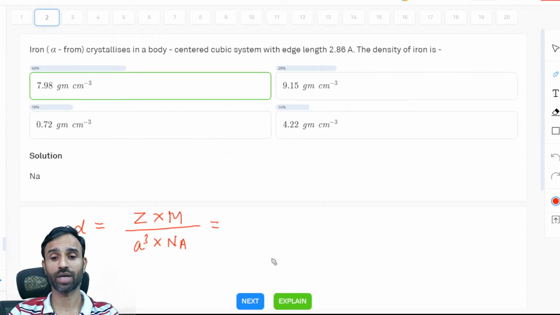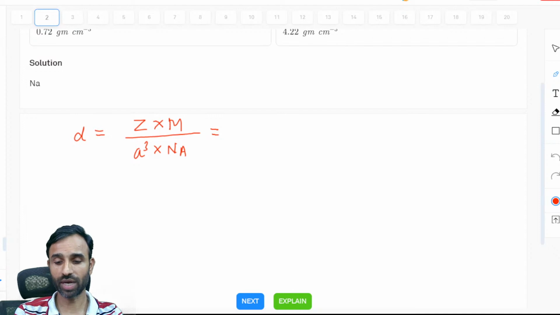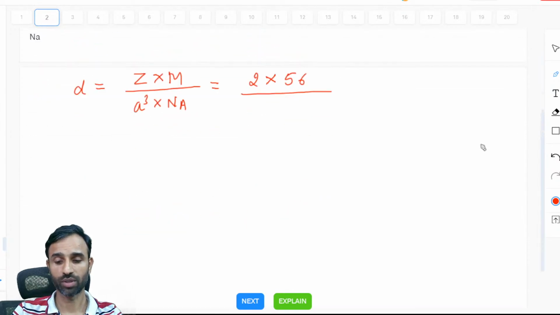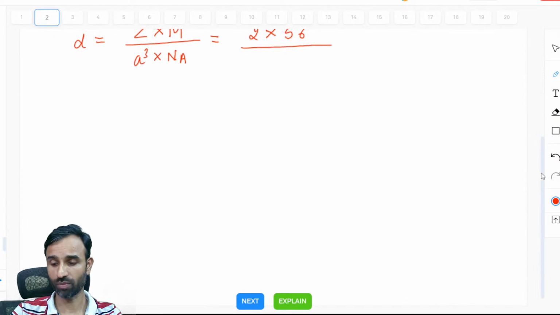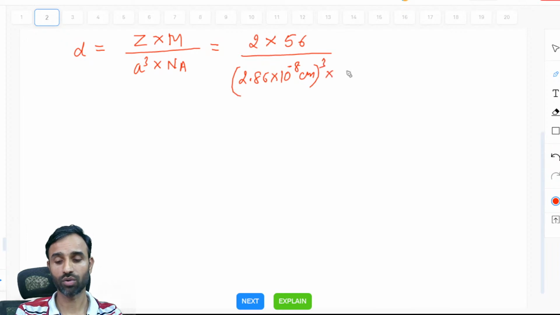ओके, सो 40% जो है उन्होंने सही आंसर दिया है. सो लेट अस डिस्कस. बीसीसी है तो नंबर ऑफ एटम पर यूनिट सेल आ गया बेटा 2, एंड मोलर मास कितना आ गया बेटा 56. a जो है you know it is 2.86 angstrom, so 2.86 into 10 raised to power minus 8 centimeter cube into Avogadro's number 6.022 into 10 raised to power 23.